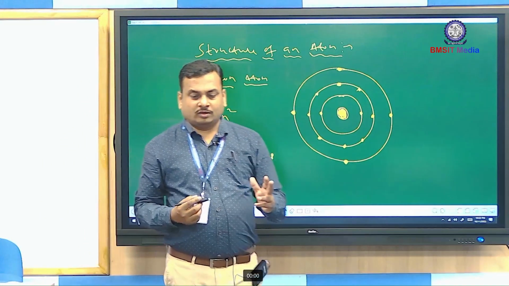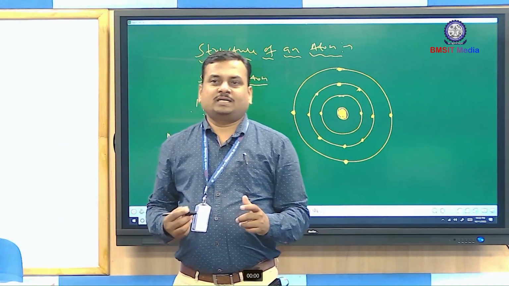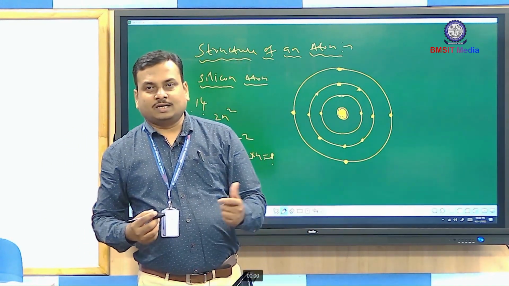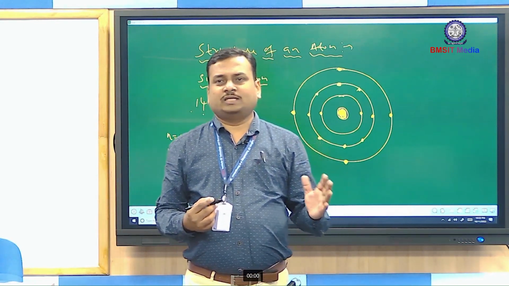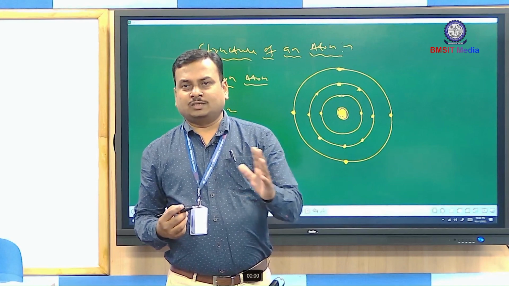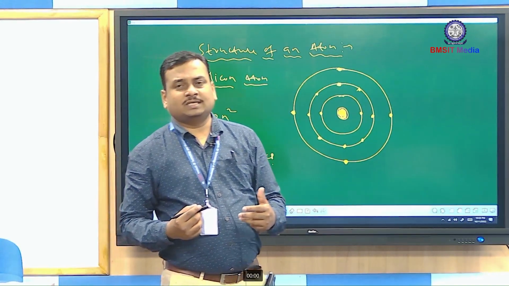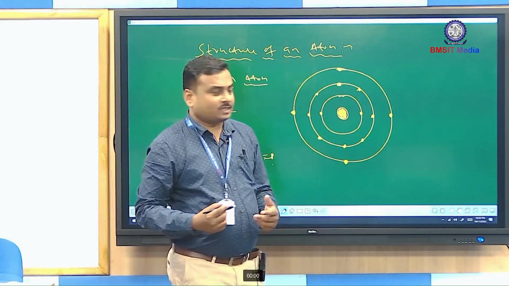Another definition for intrinsic semiconductor is that the material that has got 4 valence electrons in the outermost orbit, those materials we call intrinsic semiconductors, right?